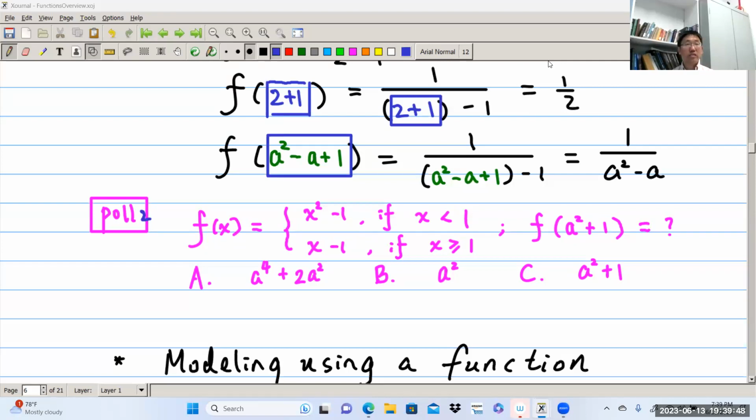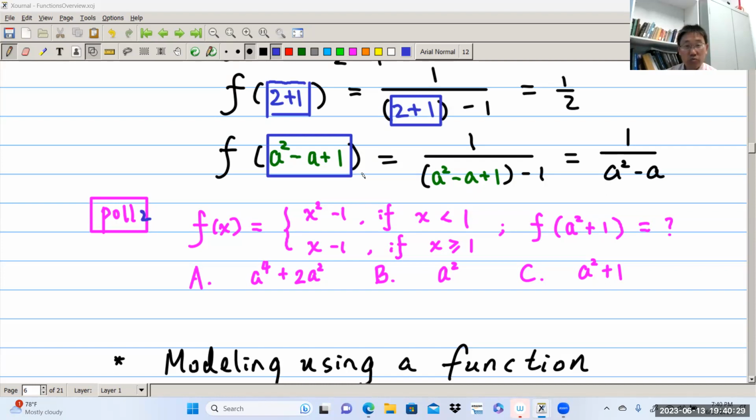Okay, which answer choice is the correct one? Jay, what's your answer choice? You agree? B. What's your name? Jacob. Jacob, can you explain why the answer should be B? You know that a squared plus 1 is always greater than 1. You just plug it into the piecewise, you get a squared. Okay, good. Because you guys talk a lot, I just want to check you. So the answer should be B, okay?